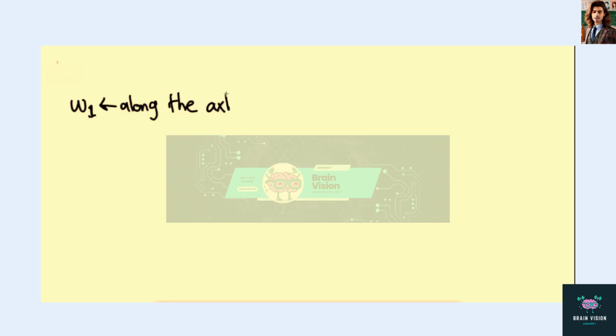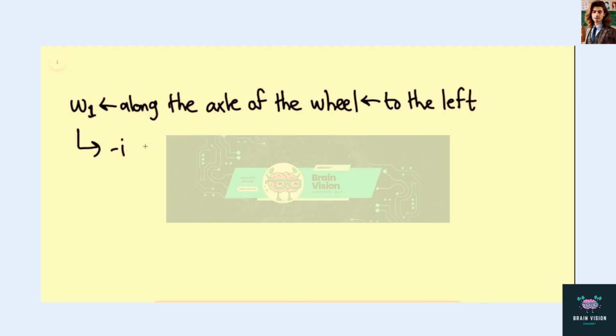Here the direction of omega sub 1 is along the axle of the wheel, and this is to the left. So we can then say that this is the negative i hat direction.